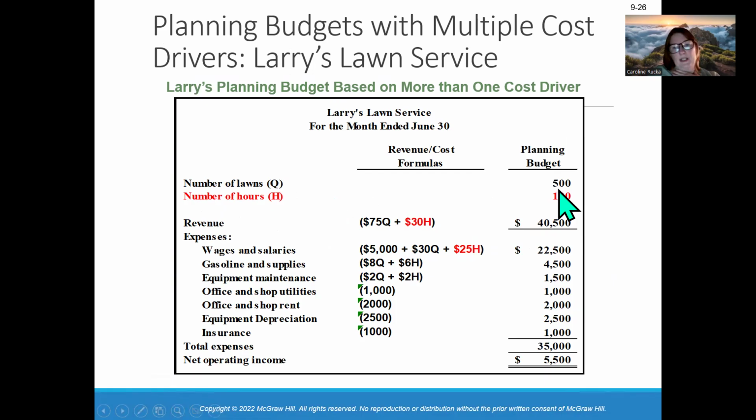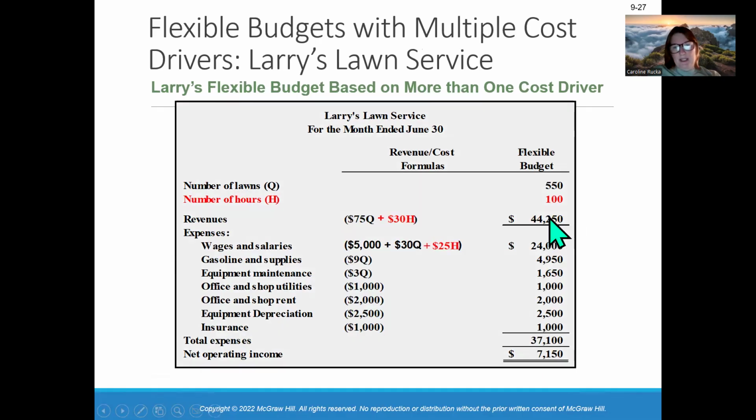So we are going to mow 500 lawns, but we're only going to do edging and trimming for 100 hours worth. We've got our $75 per lawn and our $30 per hour for our trimming service. And then in wages and salaries, it costs us $25 per hour to provide that service. Again, this is our planning budget.